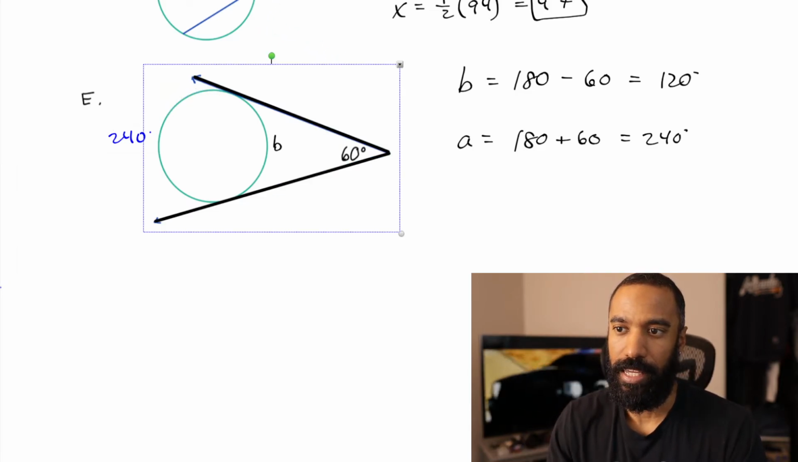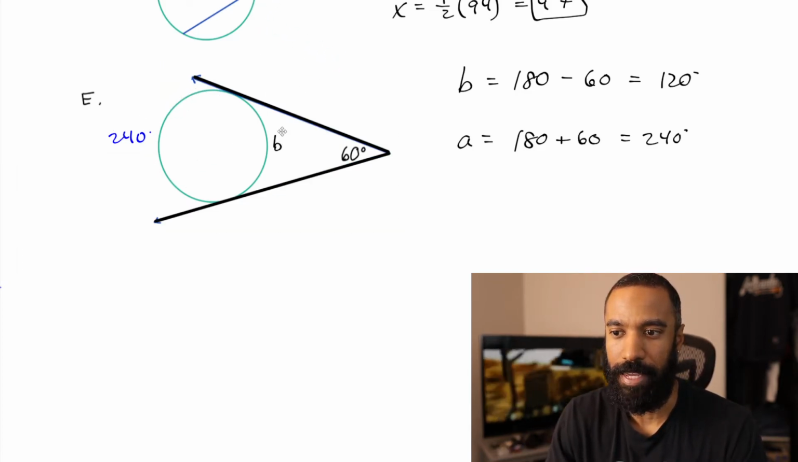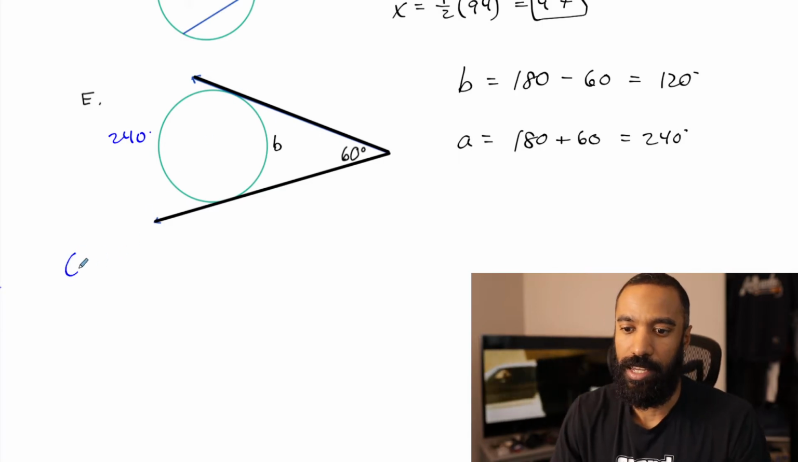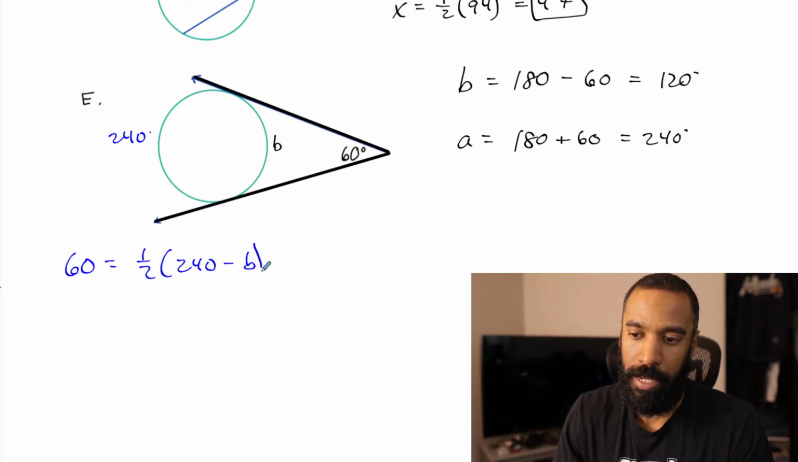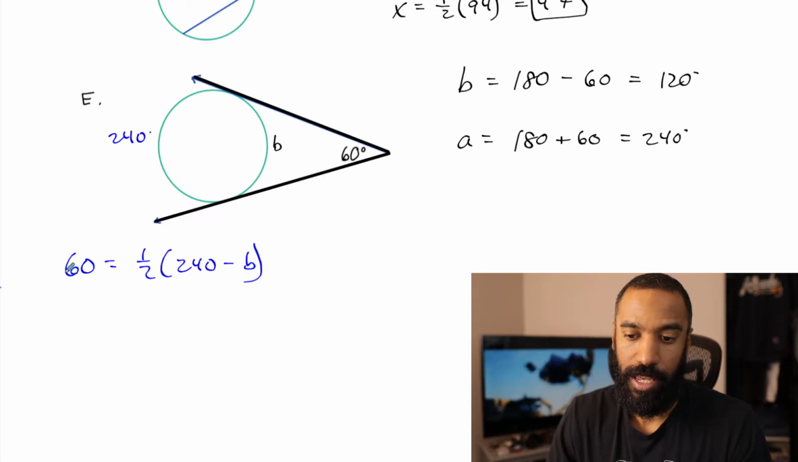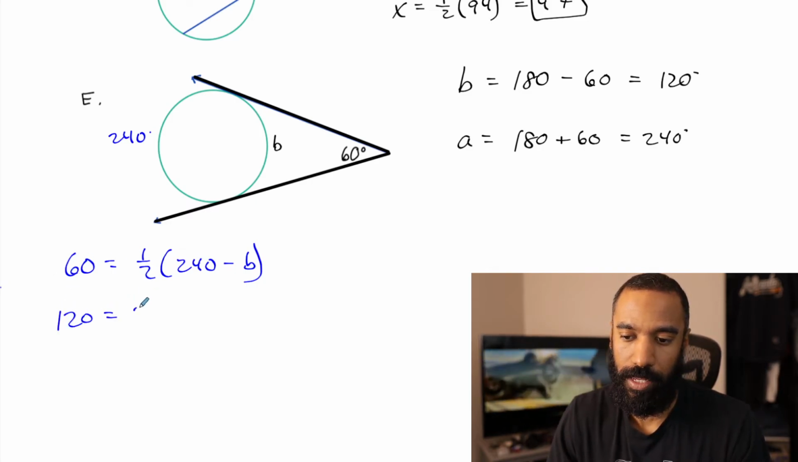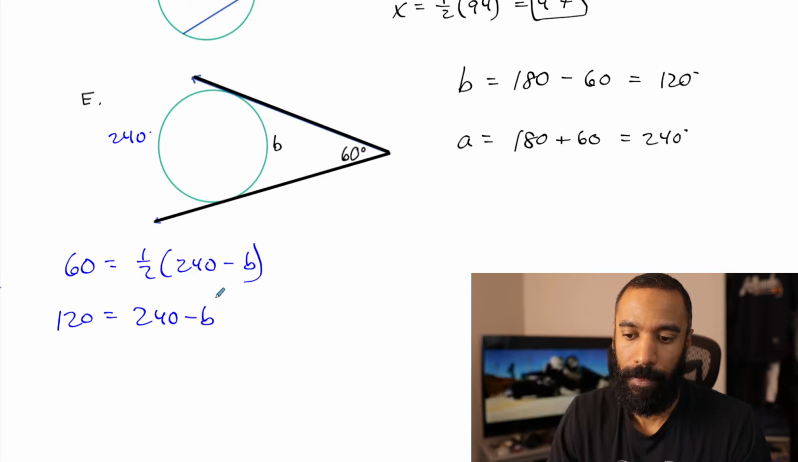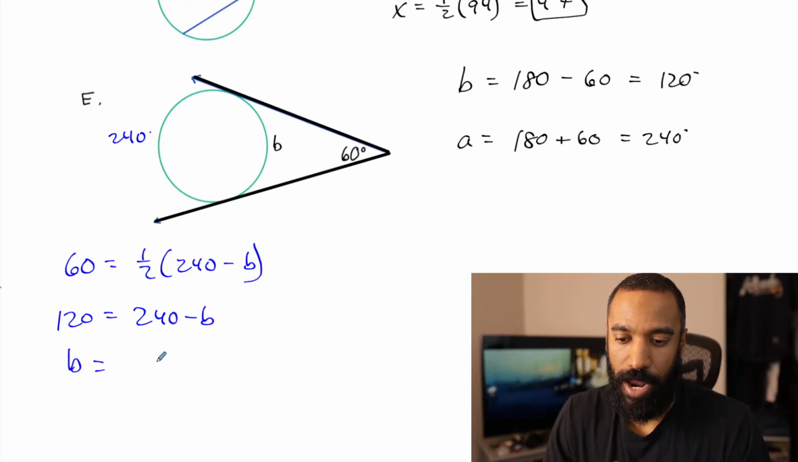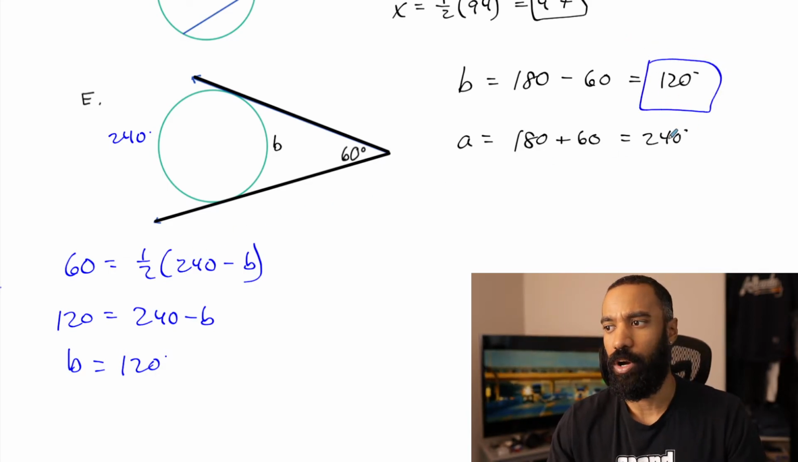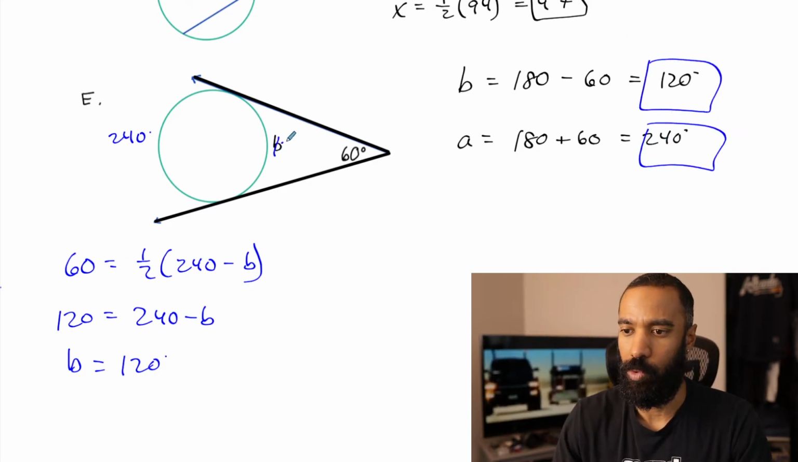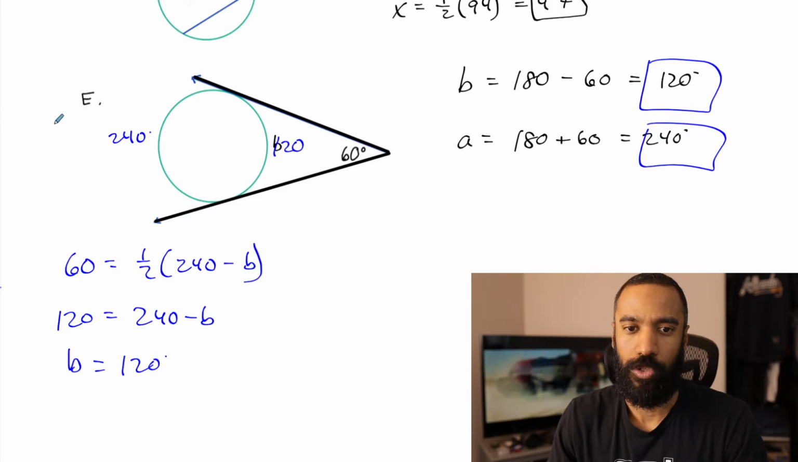Now, the idea here is, once again, it's half of the big guy minus the small guy. 60 is half of 240 minus B. If I double both sides, I double the 60. 120 is 240 minus B. Add B to both sides, subtract 120 from both sides. B is still 120 degrees. So a bunch of different ways you can go ahead and do that right there. This is 120. This is 240. I just wanted to bring that about.